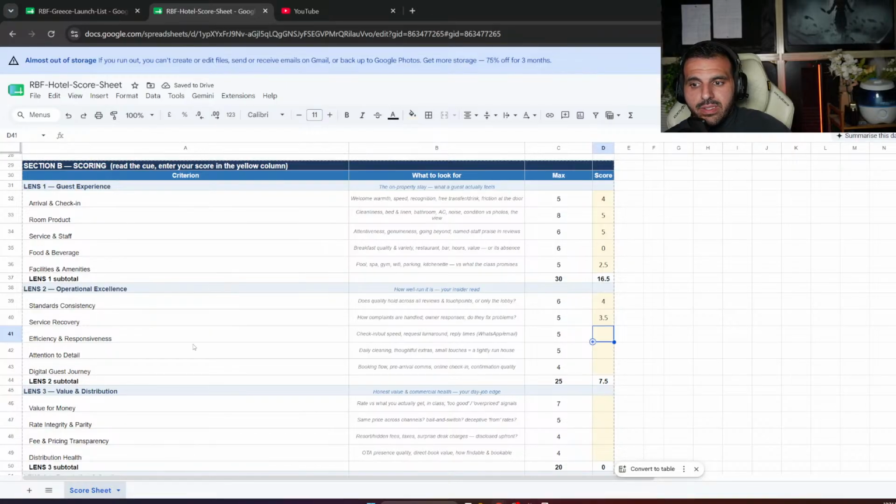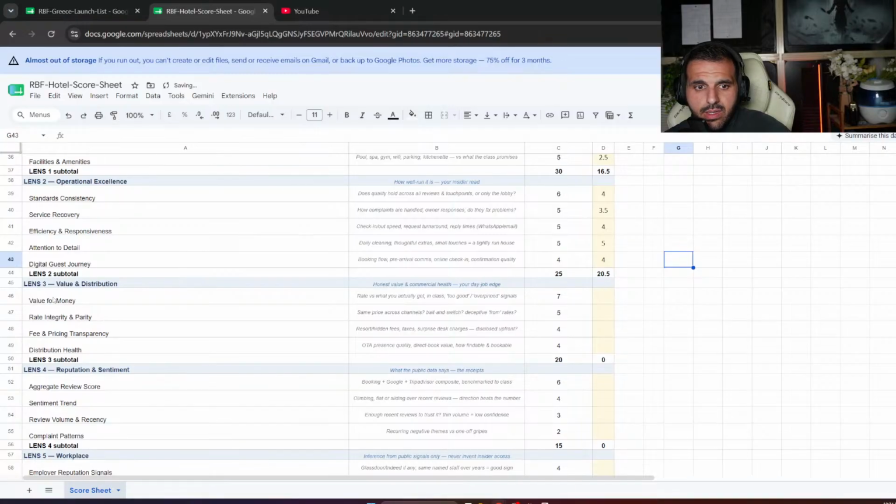Efficiency and responsiveness. They're actually responding. Check-in, out, request turnaround, replies. Yeah, somewhat. Attention to details: daily cleaning, thoughtful, extra, small touches. Yes, they're getting a 5 out of 5 over here. Digital guest journey: booking flow, pre-arrival comms, online check-in, confirmation. Everything is complete with them. I'll give them a 4 over here.